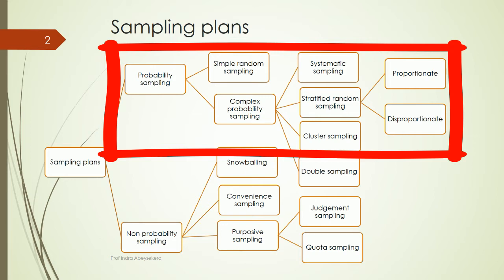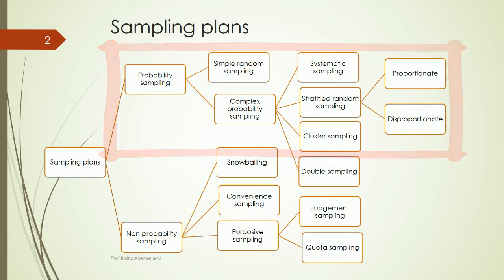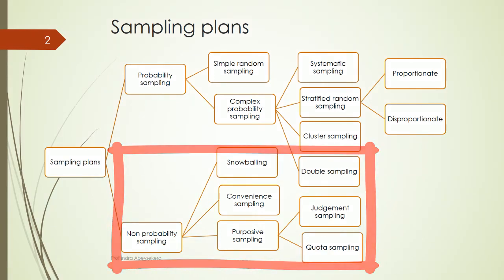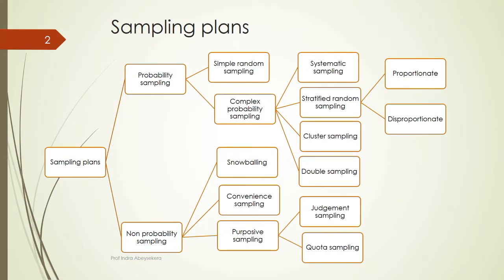So stratified random sampling can be further approached as a proportionate or disproportionate stratified random sampling. Under non-probability sampling, there's snowballing, convenience sampling, and purposive sampling. Under purposive sampling, it can be approached as judgment sampling or quota sampling.